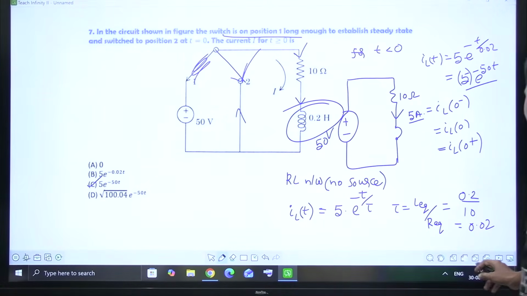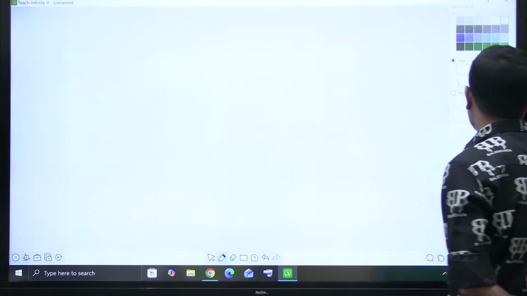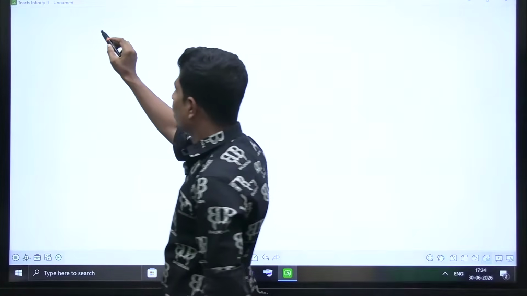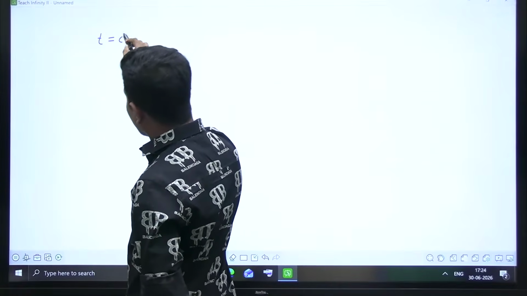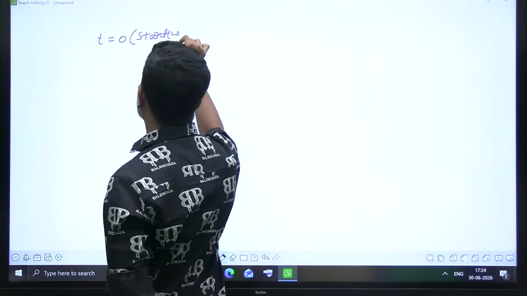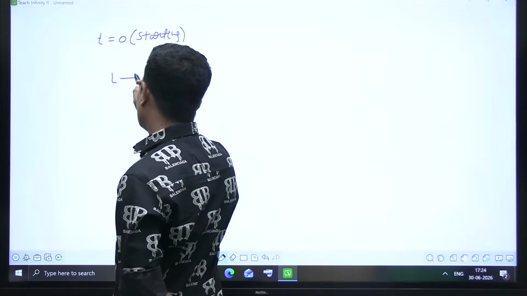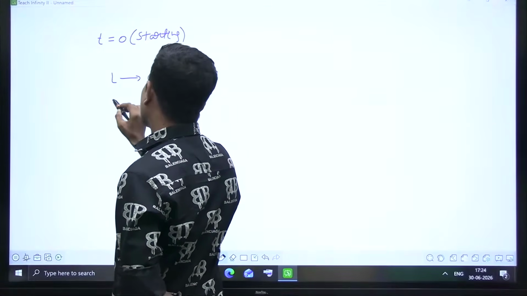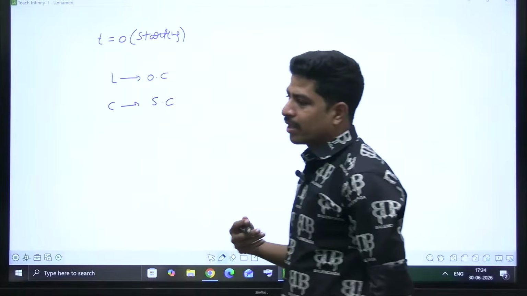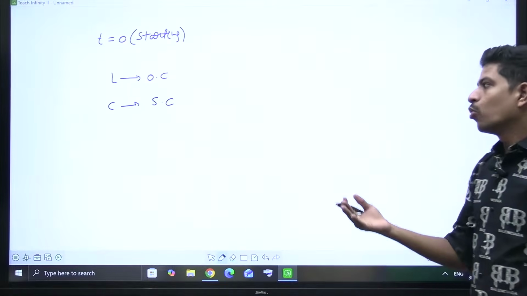Here is something very important, if you are willing to learn some small detail I wanted to mention. So t is equal to 0, if you take it as starting or initially, whatever it is, inductor will behave as open circuit, capacitor will behave as short circuit. Sir, here also I'm getting confused. Sir, how to remember this one?